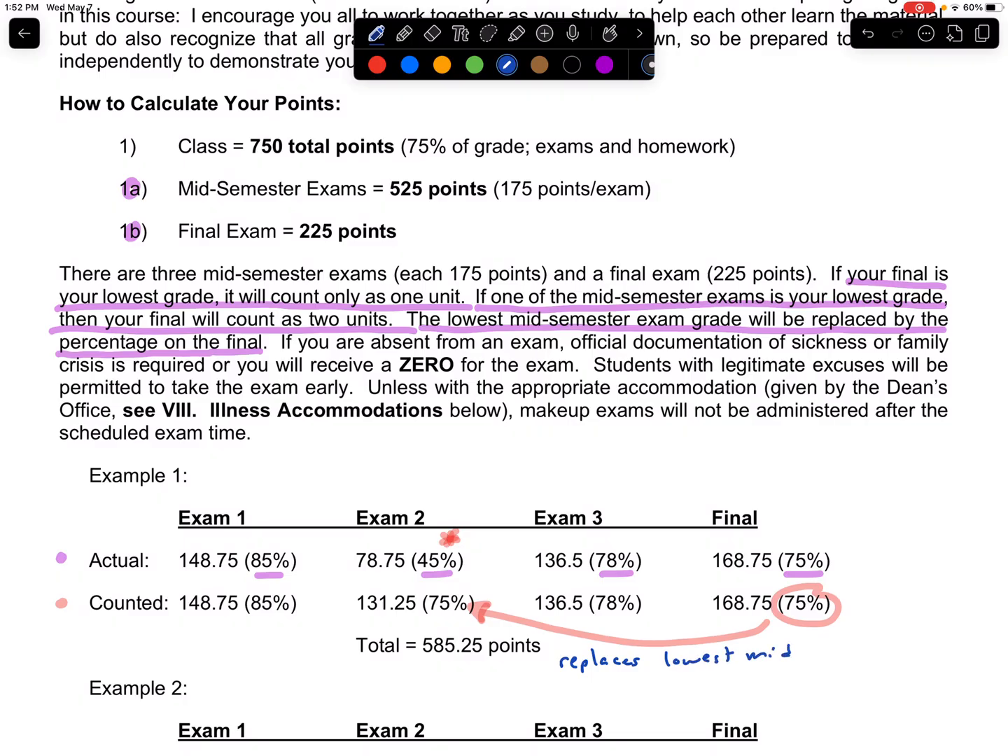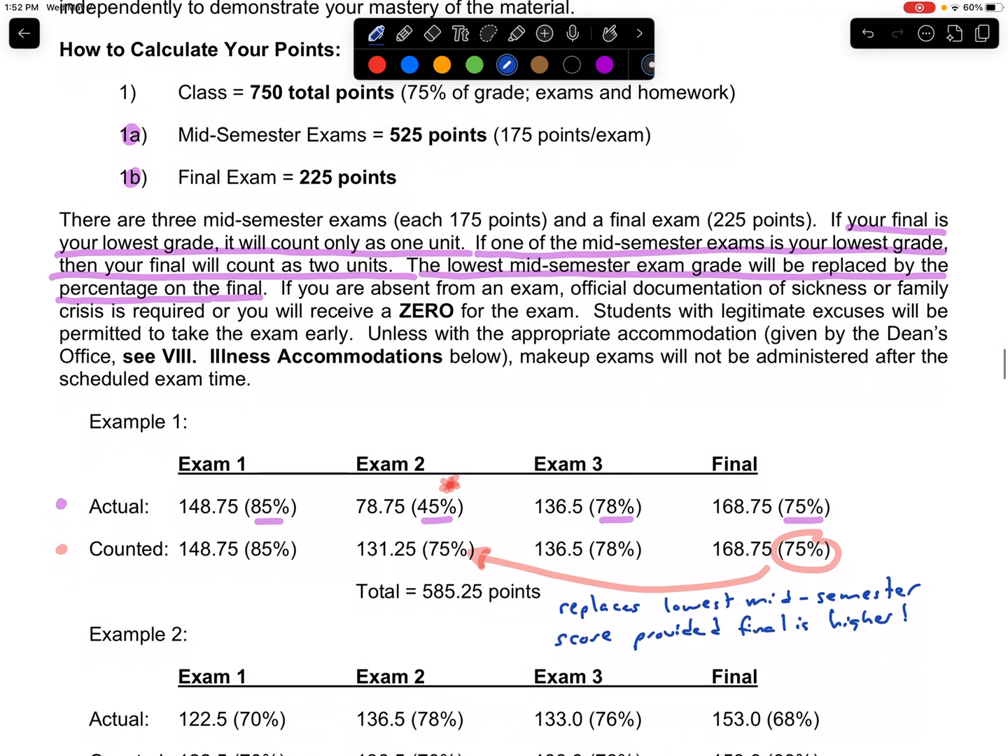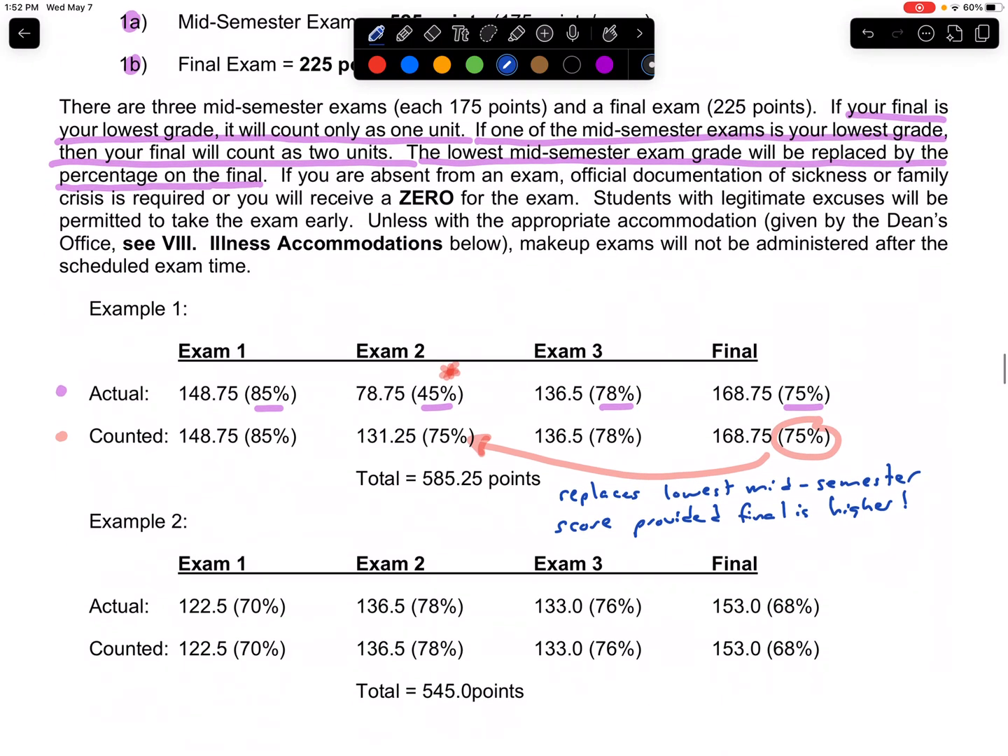So it replaces the lowest mid-semester score, provided the final is higher. So that's what we see there. And so example 2 highlights that, where in terms of the actual, this was a student that really was right in the 70s. The final is the lowest, so it doesn't replace anything.